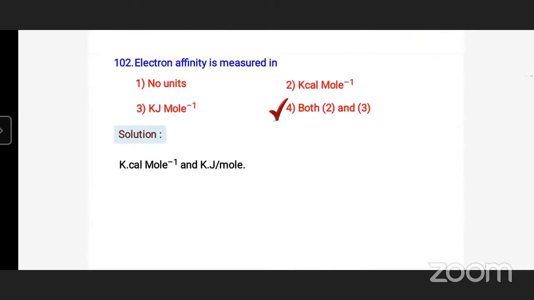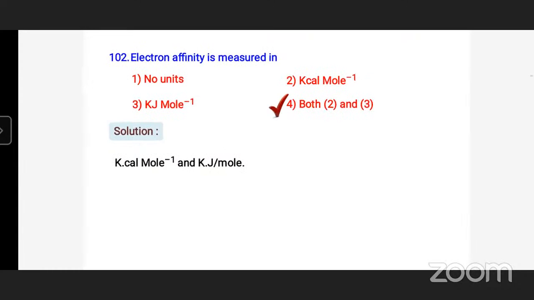Okay, right. Electron affinity is measured in... What is electron affinity, student? This is a property of an isolated atom. It is the energy released when an electron is added to an atom. The energy is indicated in terms of electron affinity.